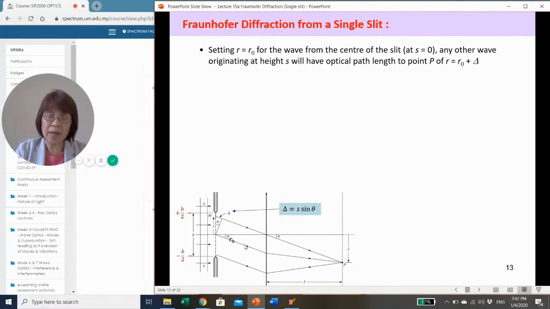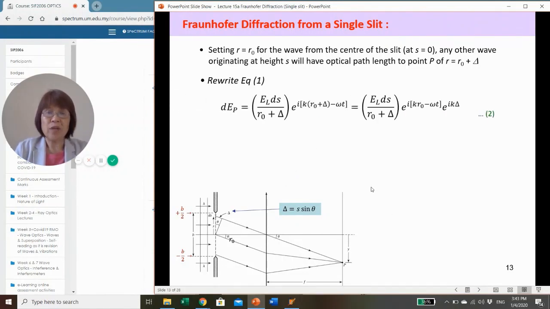Now, look at this diagram here. We're going to set a value R0, and this R0 would actually be the distance from the midpoint of the slit width to the point of observation. That's R0, where s equals 0. And any other wave that comes from height s would have an optical path length to point P given by R0 plus this difference in path. Or it can be plus or minus. If it's from the bottom, it would be minus.